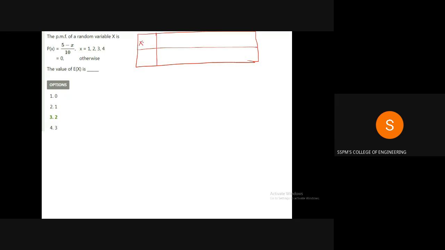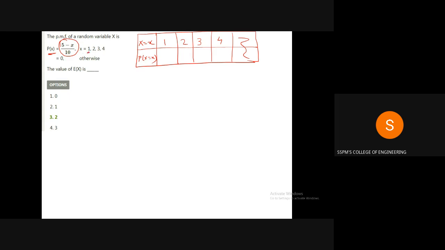So suppose here we have x and here probability of x. What are the values of x? Values of x are 1, 2, 3, 4. Now we will put the values into this probability mass function, which is given like this. So we will put values of x in this function, and we will get values of probability.